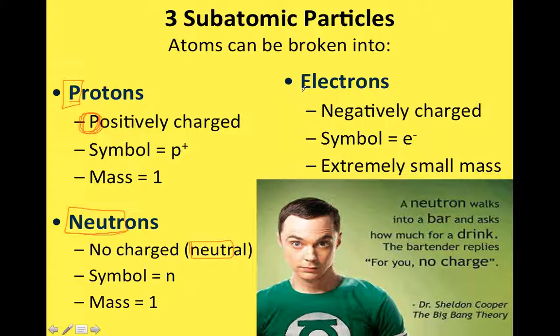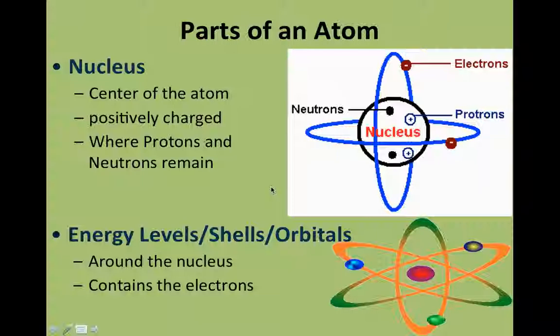The electrons right here, think of the E for electrons, are negatively charged. They're located on the outside of an atom. Okay, but these are the 3 big components. Now, when we look at this, the nucleus is the center of an atom. And the items that are located in that center are the protons and the neutrons. They're the bulk or the mass of that atom.